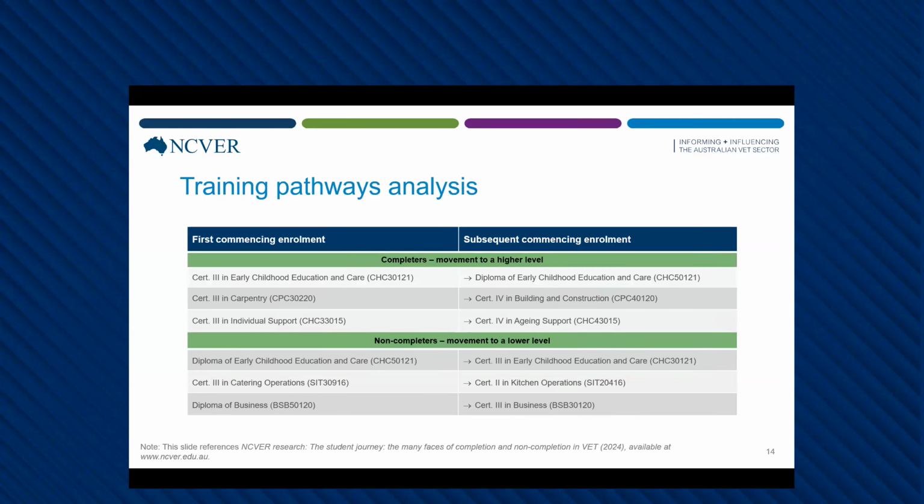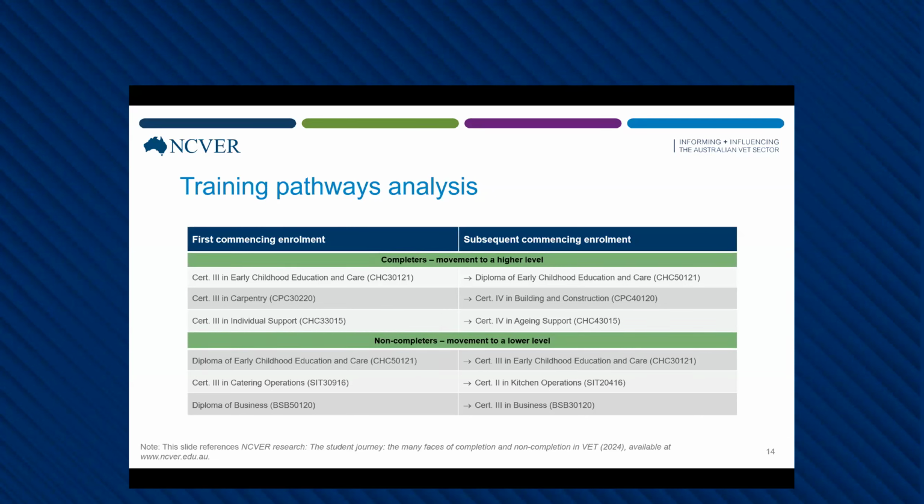And the final snippet that I'll show you now are some examples of the popular combinations of training that students undertook within these pathways. So in the top 3 rows, we're looking at the most popular pathways for students who completed their initial enrollment and then went on to something at a higher level of education.